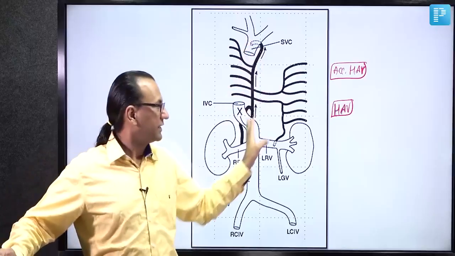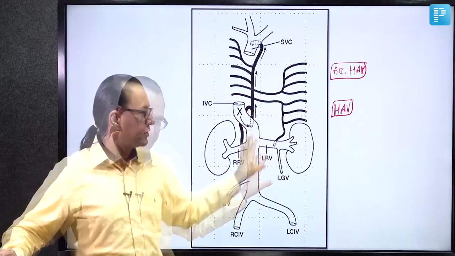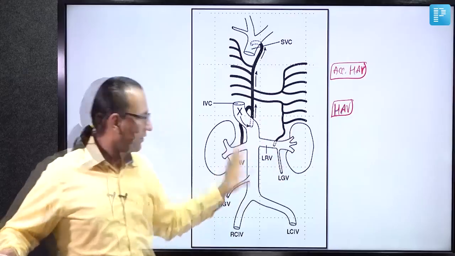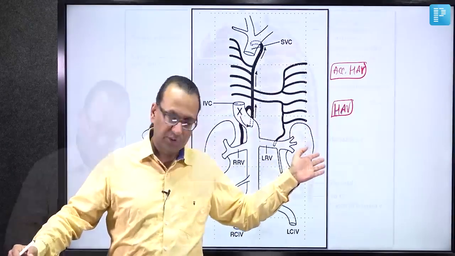Also understand that these azygous veins have communication with the inferior vena cava and also the renal veins, the right renal vein, the left renal vein. Let us look at one detailed diagram of this.